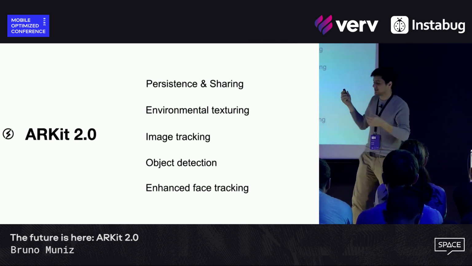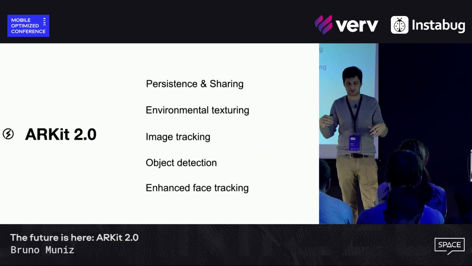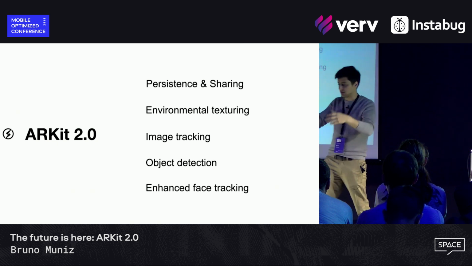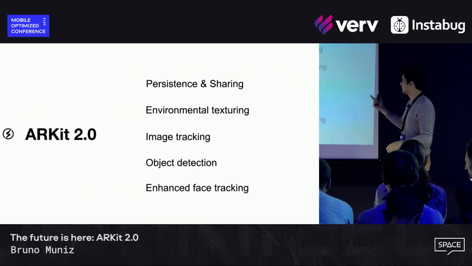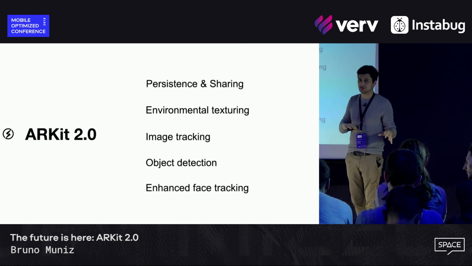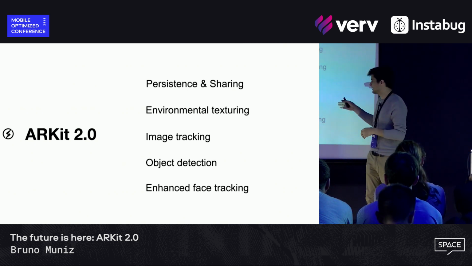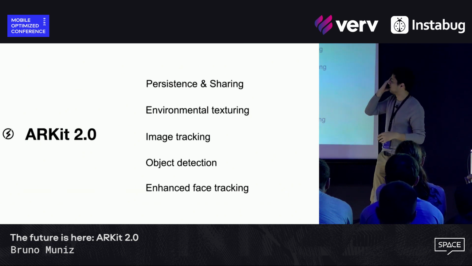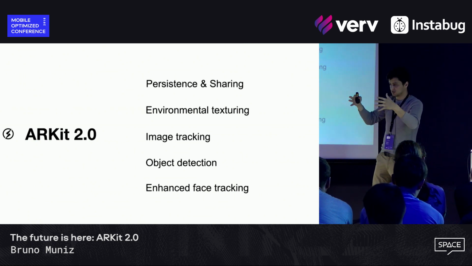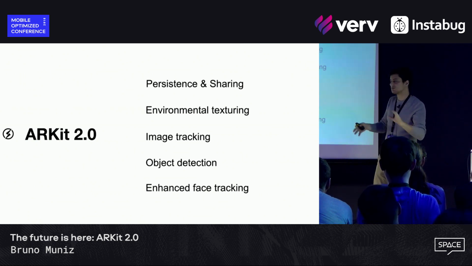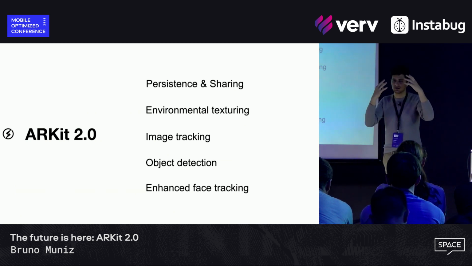Environment texturing basically is like you have nodes on the scene, and these nodes have reflections from the real world. So for example, if I put a ball here, it's going to have a reflection of the projector. Image tracking is a bit different from image detection, but I'm going to show you both of them so you understand better. Object detection or object scanning, however they call it, is basically literally scanning an object to create a reference, and then you can share this with other apps. We're going to get there as well. Enhanced face tracking is just, like I said before, more information about the anchors that you have on your face.